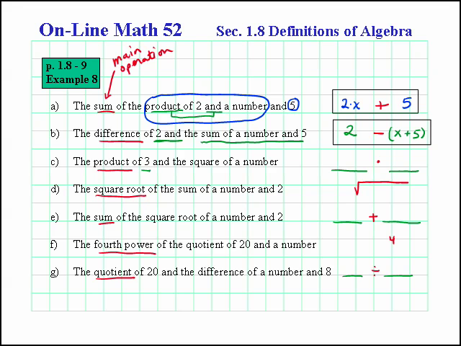3 and the square of a number. That's what's being said here. The product of 3 and the square of a number. This is the main operation. Does that still hold true the way I've written it? We would do the exponent first and then the multiplication, right? Good.